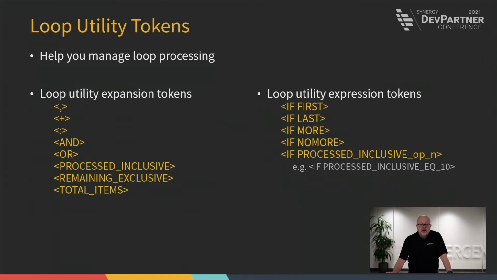Processed inclusive translates to how many items have we currently processed, including the current one. And remaining exclusive says how many items remain to be processed, excluding the current one. There are inclusive and exclusive versions of both processed and remaining. Total items tells you how many items are going to be processed in the whole loop, for example how many fields there are in the structure. And you can also make logical decisions based on things like that.